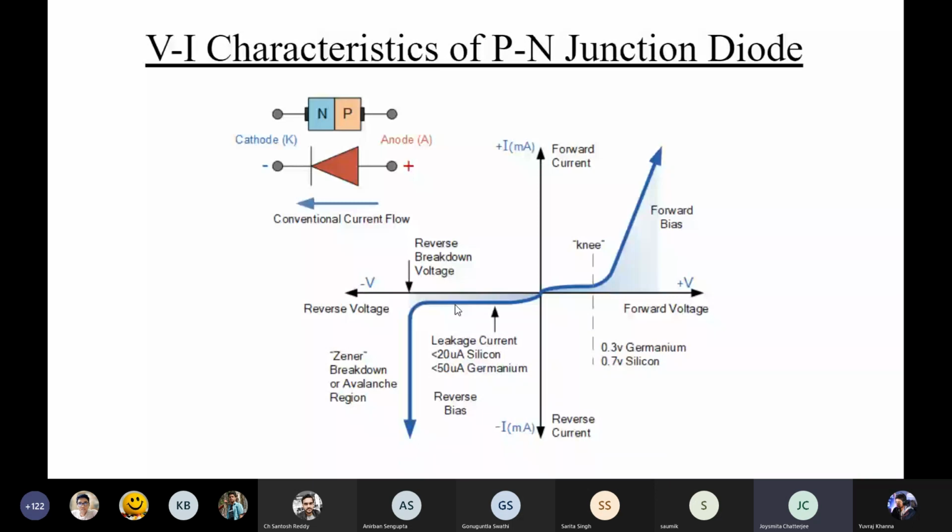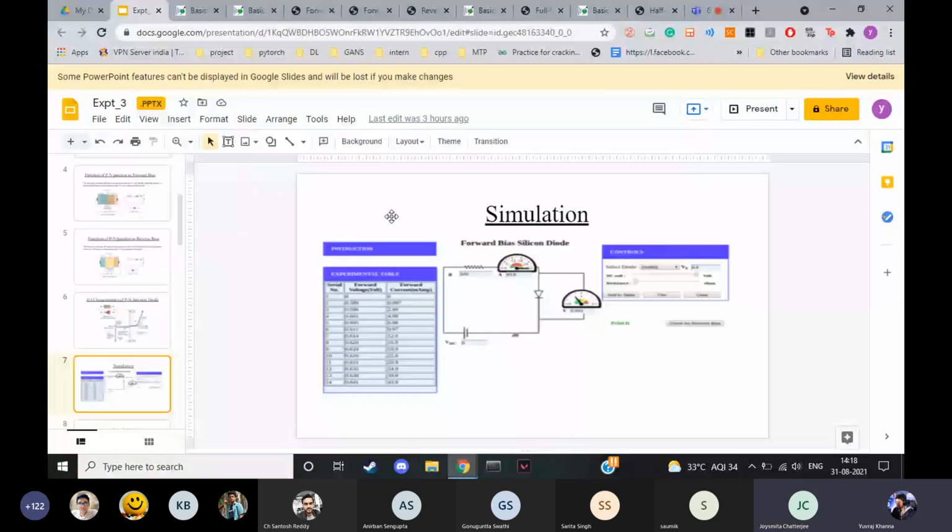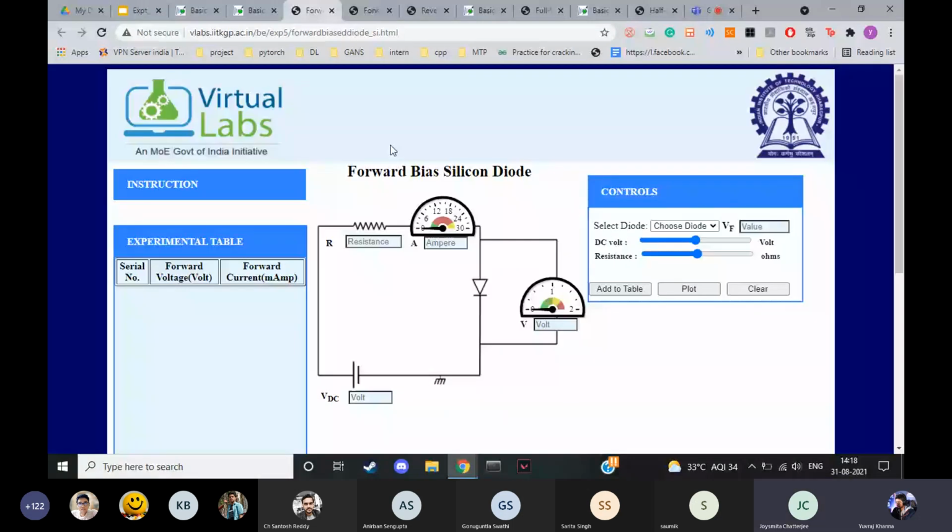So after this, we have the simulation part of the VI characteristics, which will be explained by Yuvraj. So Yuvraj, please go to the VLAB section. First I'll try to see if the VLAB is working. Okay. So here we have 6 experiments for the VI characteristics of a diode.